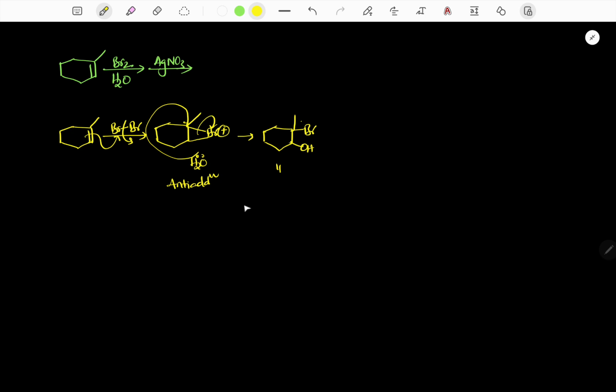Now here with respect to stereo, if I talk, the Br 3-membered ring and a nucleophile are on opposite sides. Suppose the 3-membered ring is formed above the plane and below the plane OH. So this is a reaction with the bromine water.